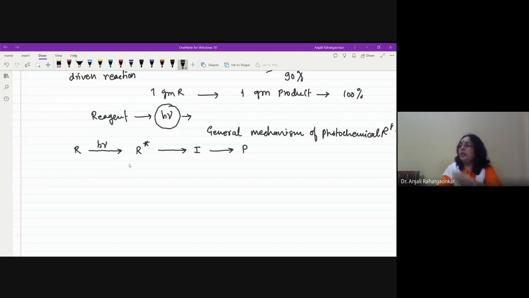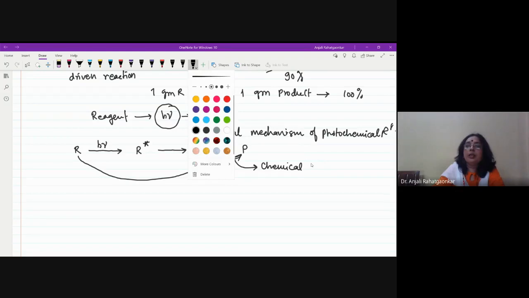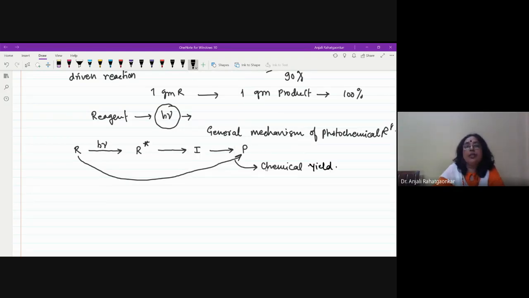Now if the reactants are directly converted into products, this is called a chemical yield, because the formation of this product is with respect to the chemical or the reactant or the reagent we are using.